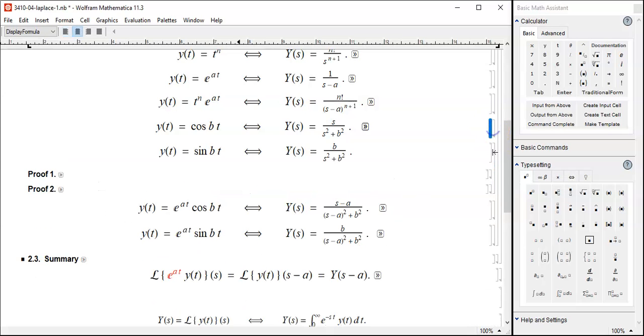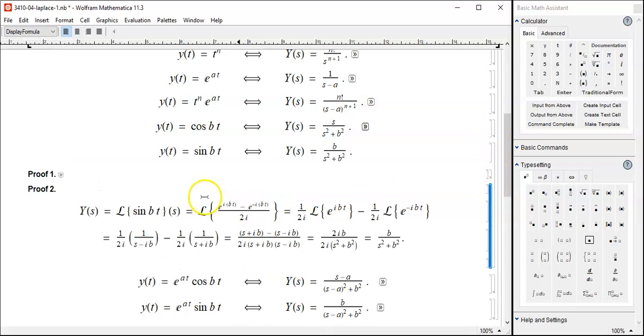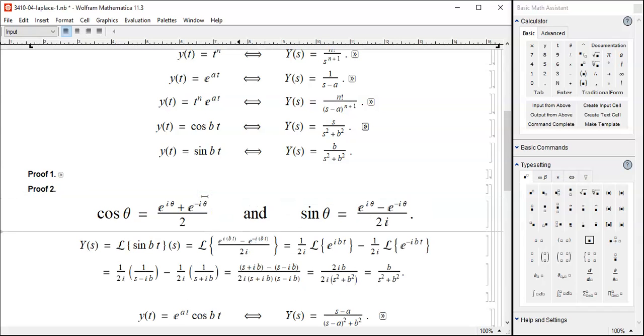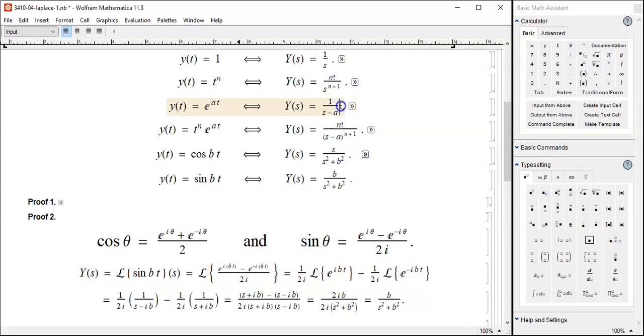How about the sine proof? Similar, we are using the same formula here. This time we are doing sine. So sine of theta is exponential of i theta minus e to the negative i theta over 2i. We are using this one. Sine of bt can be written as exponential minus exponential over 2i. And then let's do the same thing. Coefficient 1 over 2i out and the Laplace transform of e to the ibt. Coefficient out, Laplace transform of e to the negative ibt. And then these are exponentials, so we can use this formula here.